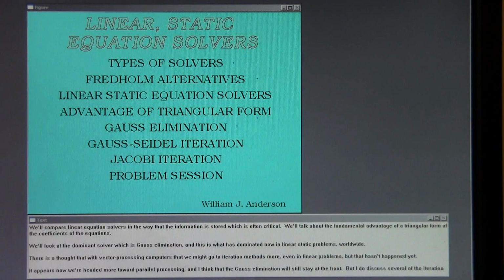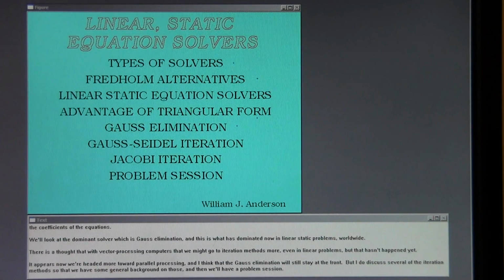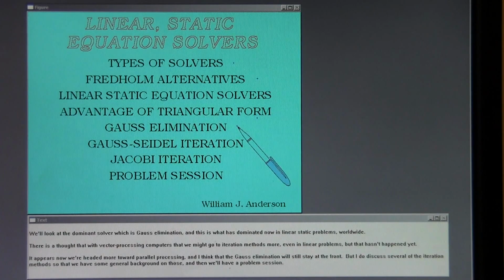problems worldwide. There was a thought that with vector processing computers that we might go to iteration methods more, even in linear problems, but that hasn't happened yet. It appears now we're headed more toward parallel processing, and I think that the Gauss elimination will still stay at the front. But I do discuss several of the iteration methods so that we have some general background on those, and then we'll have a problem session.